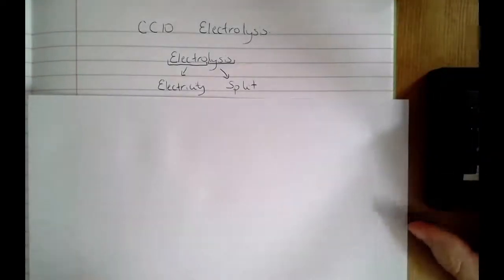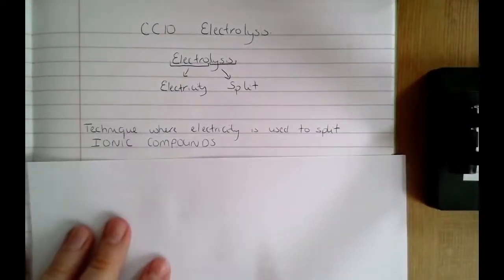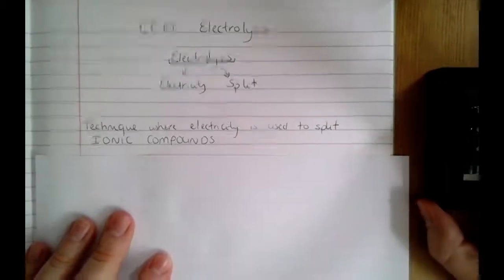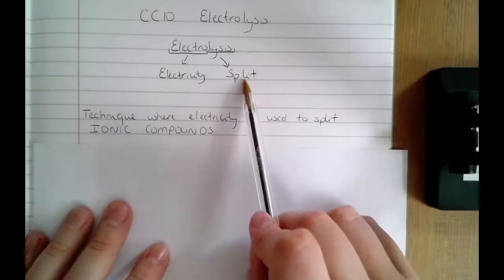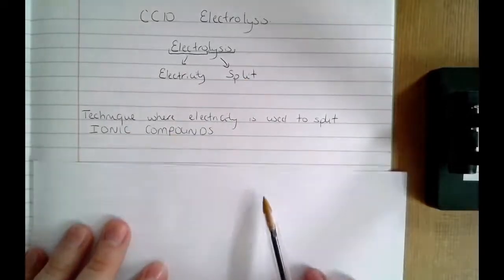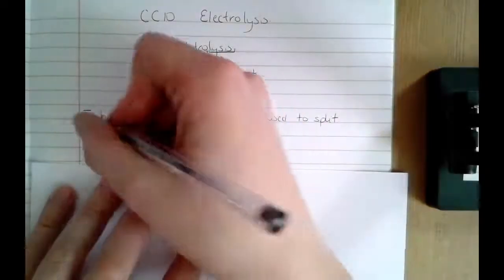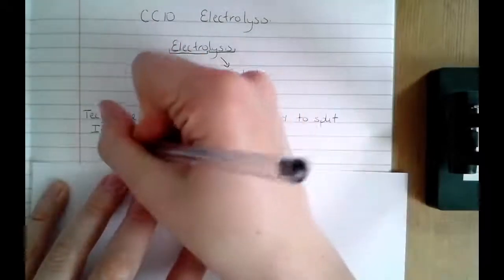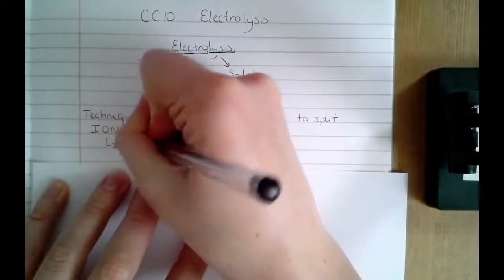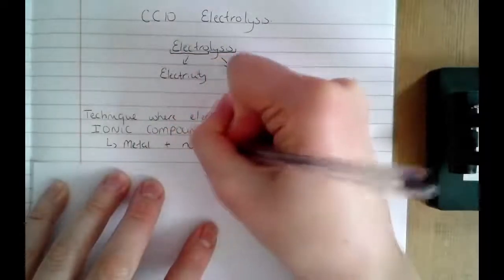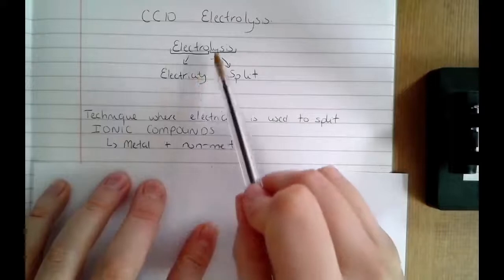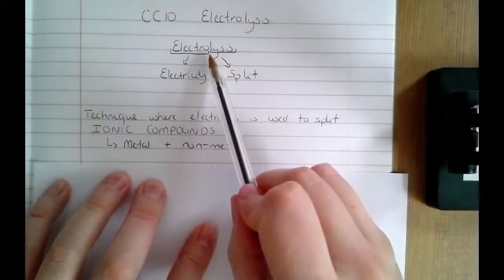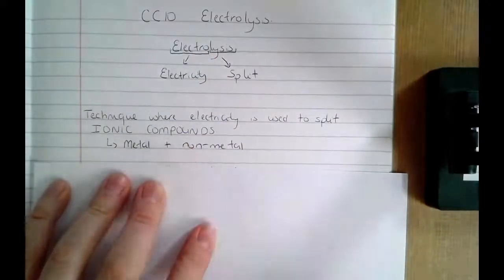Now, in terms of what you are splitting up, it's going to be an ionic compound. So electrolysis is a technique where you use electricity to split up an ionic compound. If we think of ionic compounds, they are made of a metal and a non-metal. So if you take an ionic compound and you use electrolysis, you will get the metal and the non-metal back.